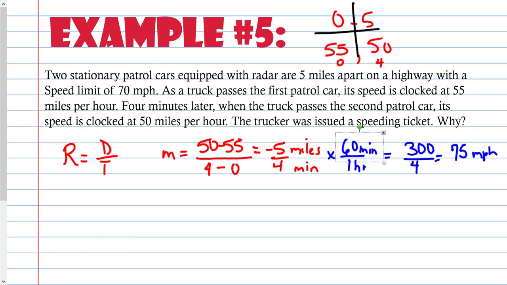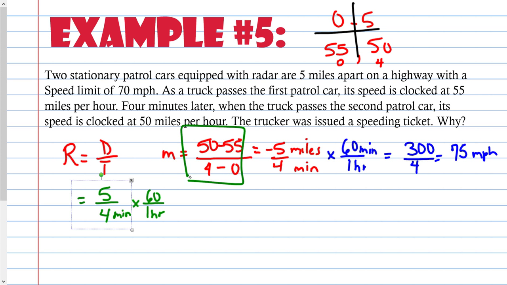I was going to do rate equals distance over time. So the distance was 5 miles total. The time was 4 minutes. Again, got to get rid of the minutes. So I've done the same thing. I skipped this part, right? So it's still 300 over 4, which is basically 75 miles per hour.